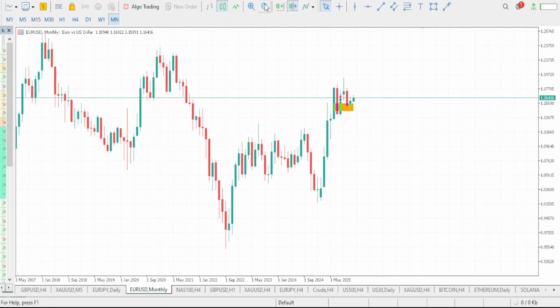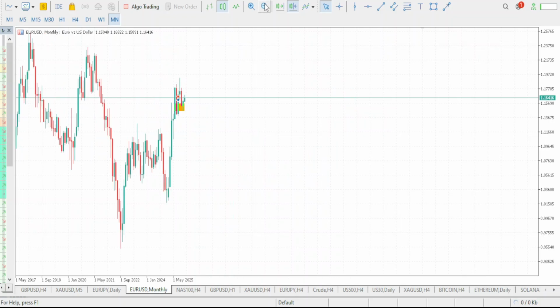Now let's start with our monthly time frame. We are going to do this analysis from our monthly time frame down to our 1 hour time frame to understand the overall movement on our EURUSD. So on our monthly time frame, let's start with the trend. We clearly can see that on this monthly time frame, we are in an uptrend move.